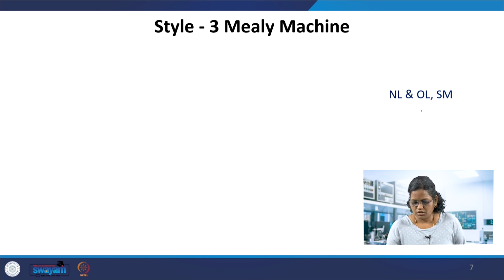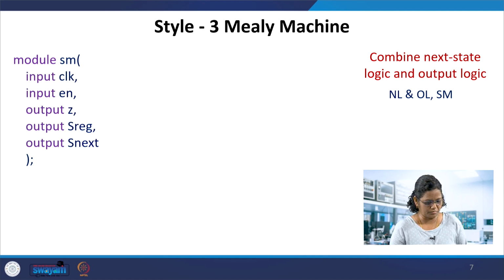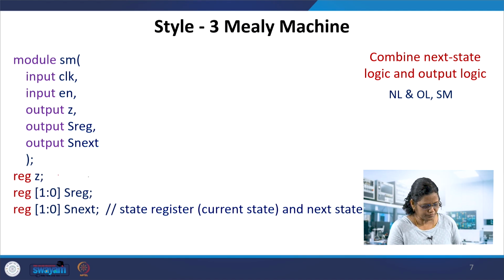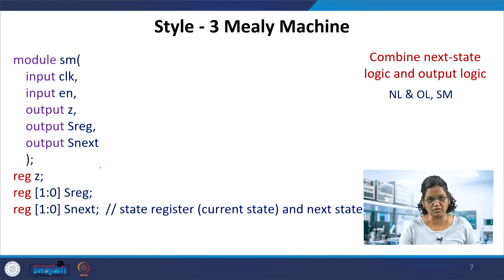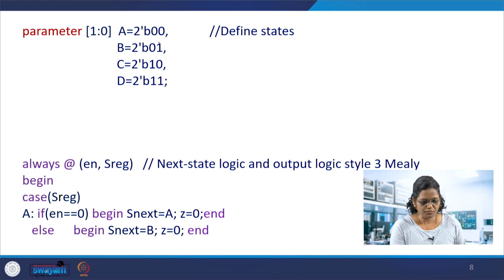So, the style 3, in which we combine the combinational circuits, next state logic and the output logic in one always block, and the state memory in the next always block. So, taking this same module, clock, enable, Z, current state and the next state. From that we have Z, SREG, and then S next is also declared. It is up to us; if X next is required, we can take S next out as an output also. Next, declare the parameter states A, B, C, D: 0 0, 0 1, 1 0, 1 1.